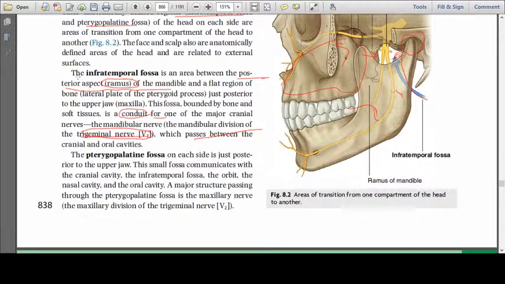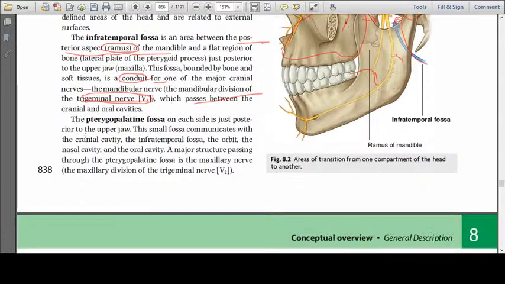So what we just found out is that the infratemporal fossa is present posterior to the lower jaw and upper jaw, and it contains the V3 nerve, which is the mandibular part of the trigeminal nerve, and that's it. Nothing more important in this topic.